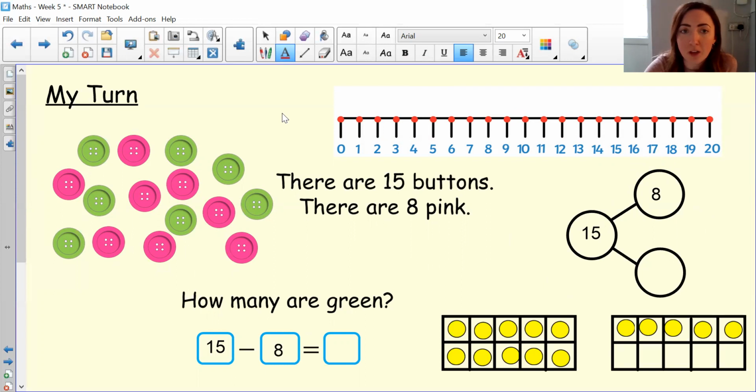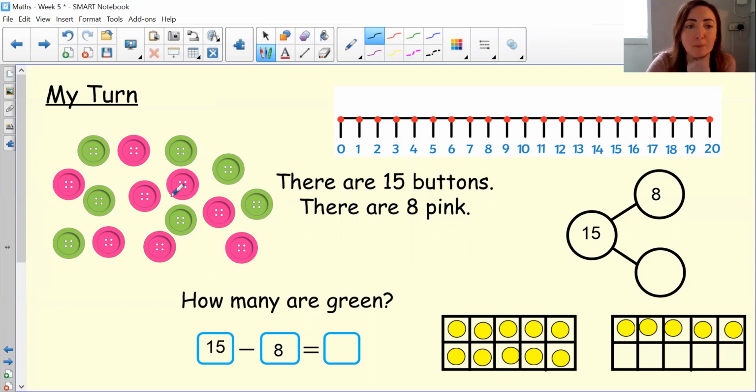So we could use a number line. We could use our crossing out skills. And because these buttons are not in rows, which we know is the best way to count, it's quite hard to make sure that we have counted all of them without missing any out or without counting any extras. So we can represent it in a way that helps us to count, for example, in our 10 frames. So I've got 15 counters here to represent the 15 buttons. And then I know that 8 are pink, so I'm going to cross out 8. 1, 2, 3, 4, 5, 6, 7, 8. And it's much clearer for me to see how many are left than it is to see how many buttons are left if you cross those ones out.